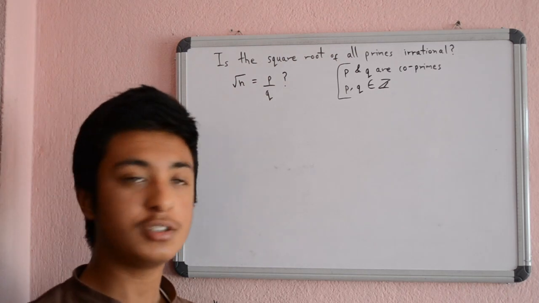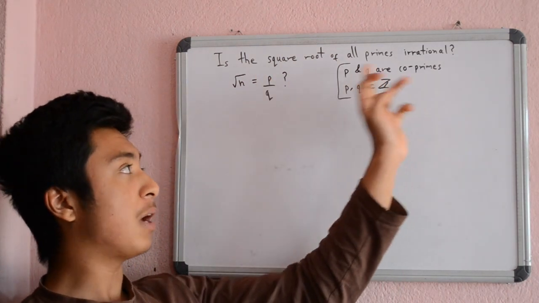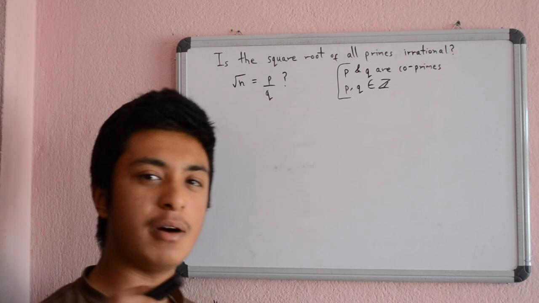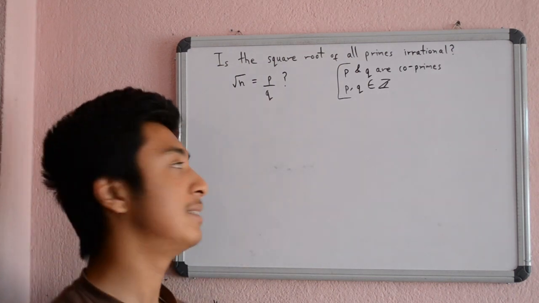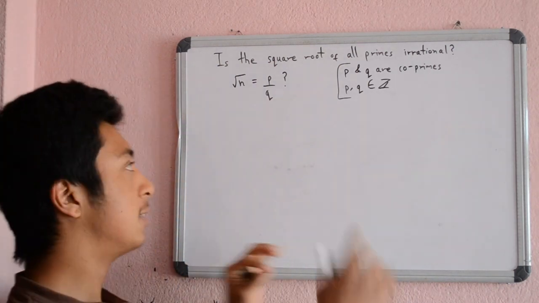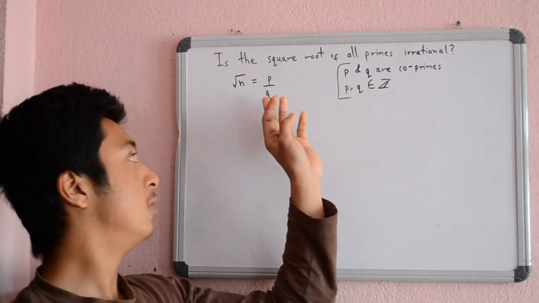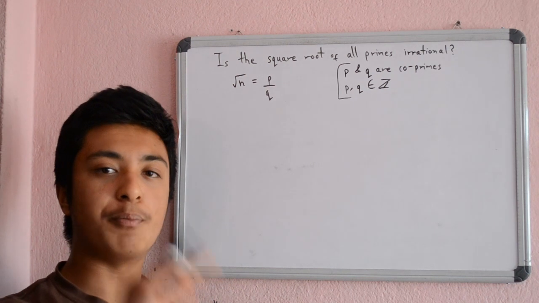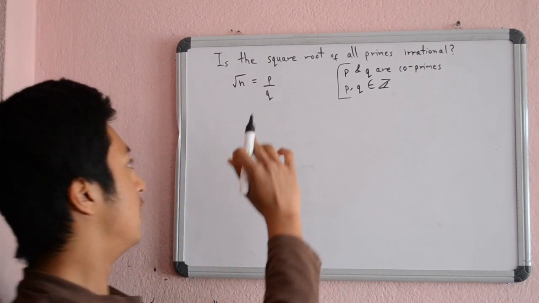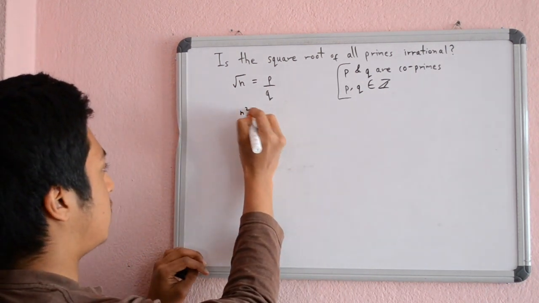Well guys, let's answer the question: is the square root of all primes irrational? Now if you think about it, the answer is obviously yes. But let's prove it. Let square root of n be represented as a ratio. That means we're going to be doing a proof by contradiction. So let's square both sides.